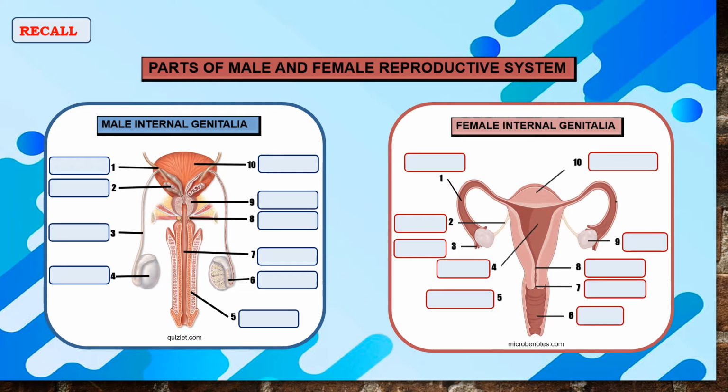To further discuss our new lessons, let's have a quick review. When you were in grade 5, you learned about the different parts of the male and female reproductive system. Let's find out if you still remember. Please complete the diagrams. I will give you 5 minutes to answer. Your time starts now.